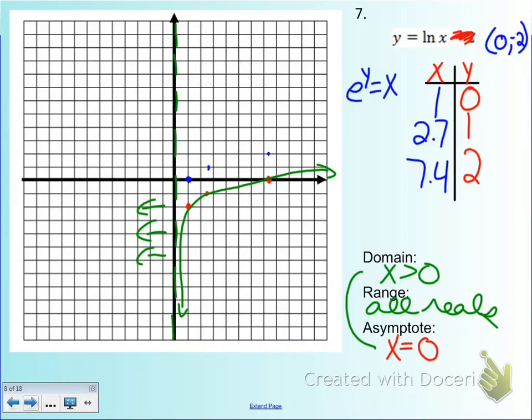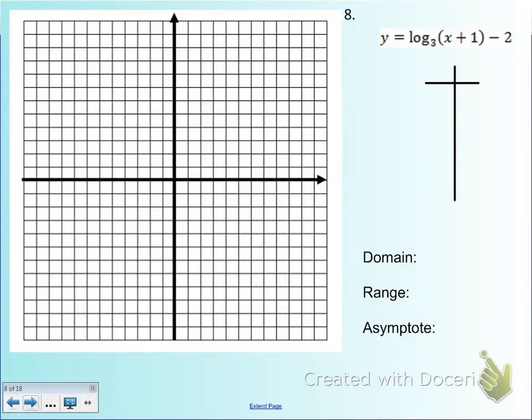Okay, the next one is very similar to that, except it's a regular log. So we have y equals log base 3 of the quantity x plus 1, minus 2. So first thing off, you're going to find your Hankin-Kelly point, find your asymptote, give it a try, and come back to see it completed.